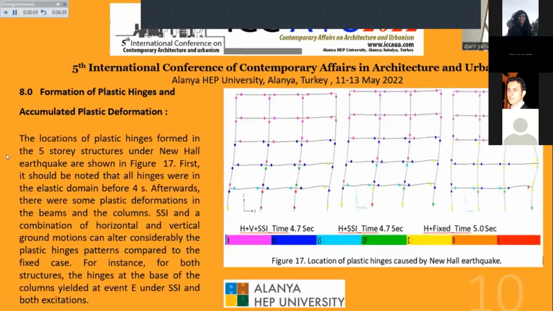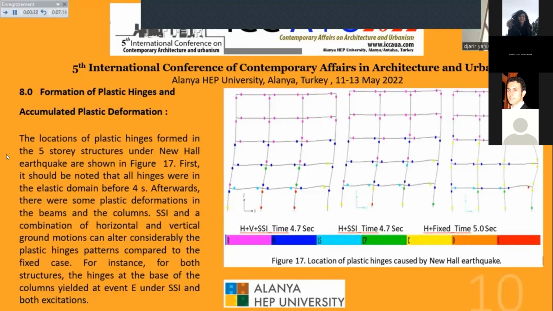8.0 Formation of plastic hinges and accumulated plastic deformation. The locations of plastic hinges formed in the 5-story structures under the Newhall earthquake are shown in Figure 17. First, it should be noted that all hinges were in the elastic domain before 4s. Afterwards, there were some plastic deformations in the beams and the columns.